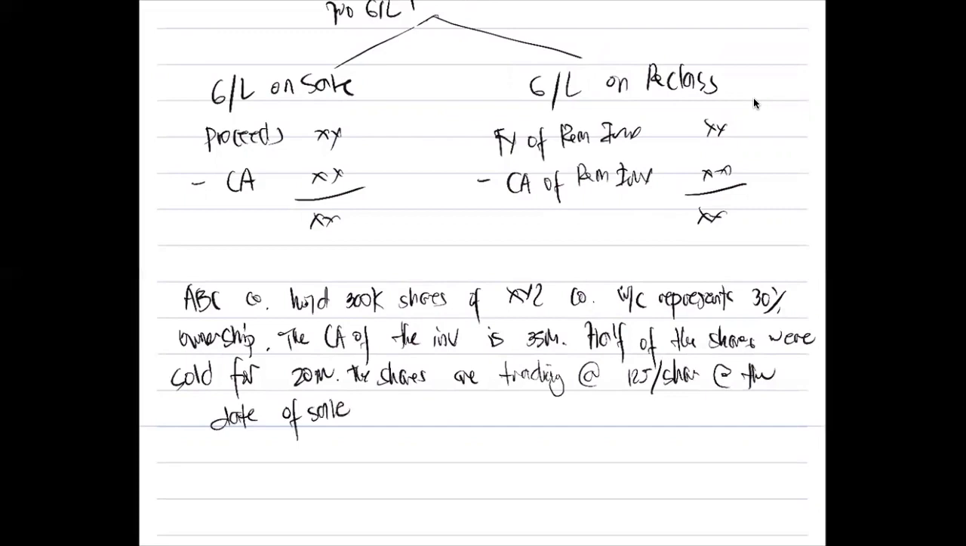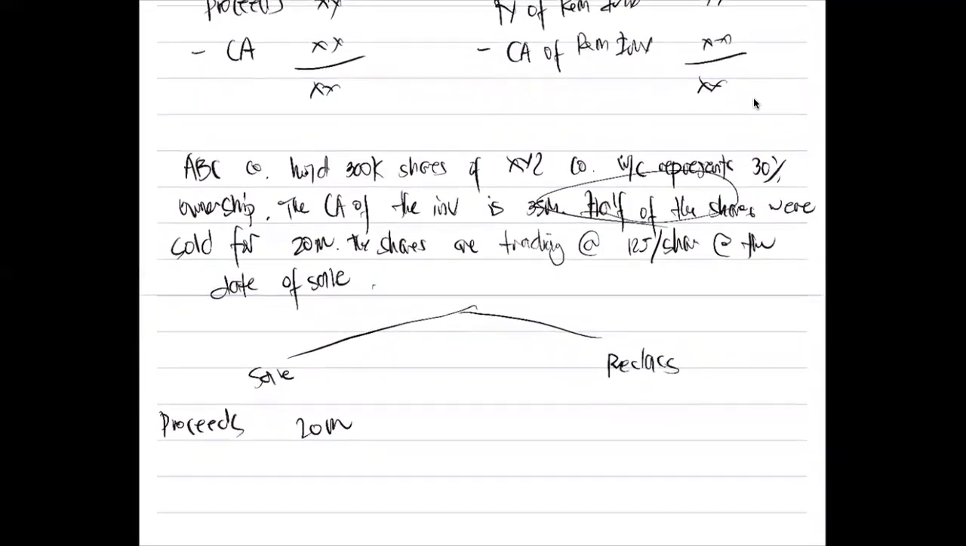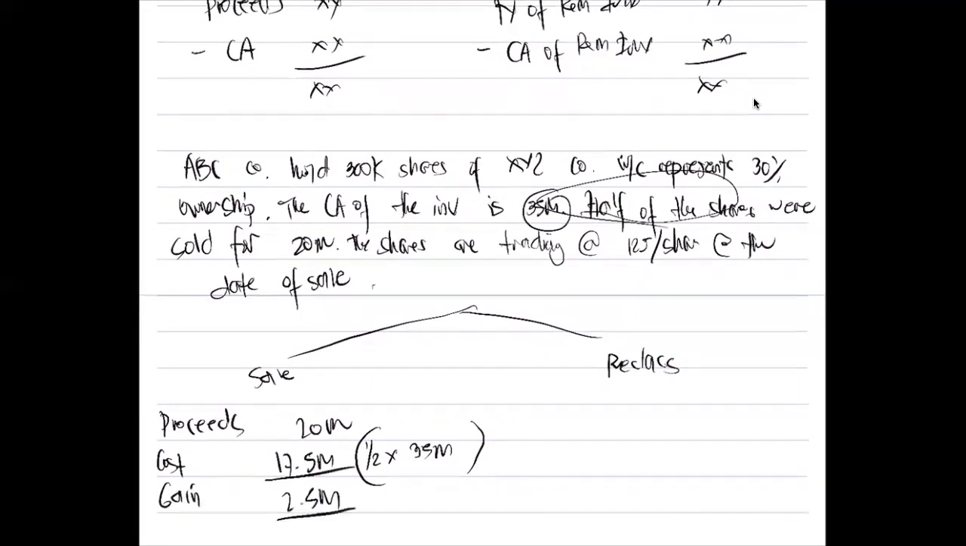Okay? So we compute for the two items, for the sale and for your reclassification. So first, we compute for your proceeds. How much did we sell the half of the shares? 20 million. And then what is the cost of the half of the share? So we just get one half out of the carrying amount of 35 million. So one half times 35 million, we have 17.5 million. So we have your gain on sale, which is equal to 2.5 million.